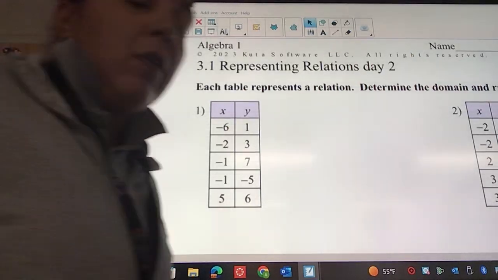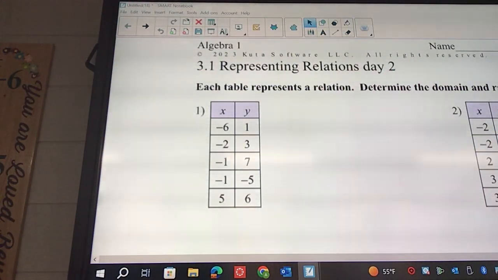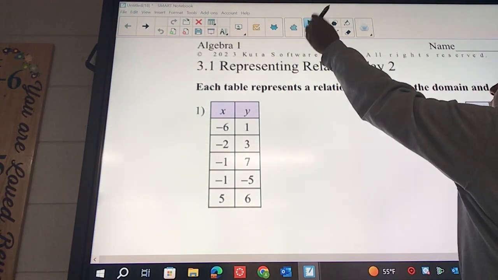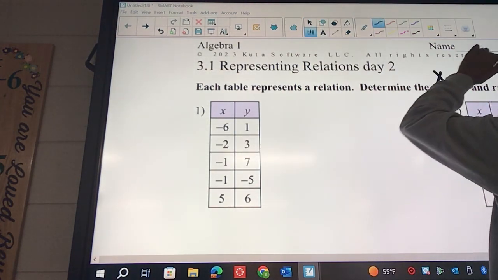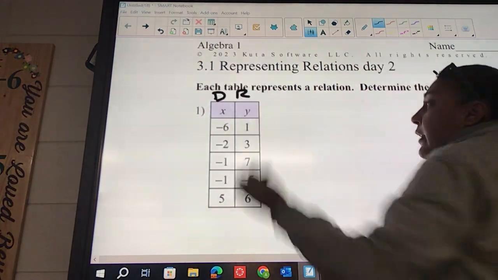One, it says each represents a relation. There's a table. What is the domain? What does the domain cover? The x's or the y's? The x's, good. Okay, so the domain covers our x's and the range covers the y's. So these are all the domain, these are all the range.